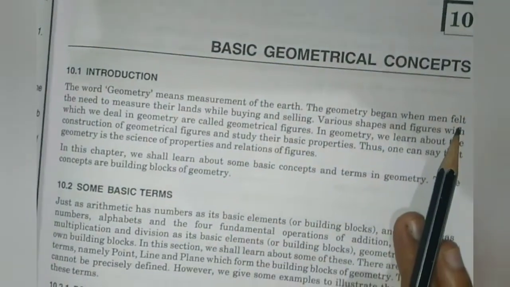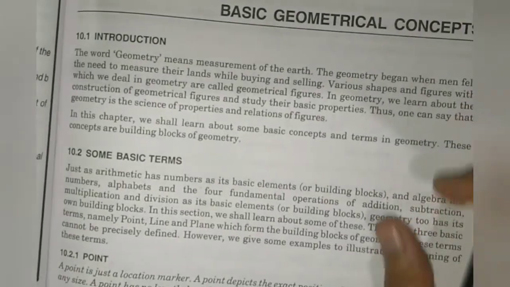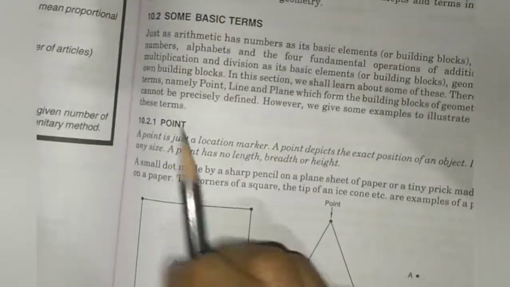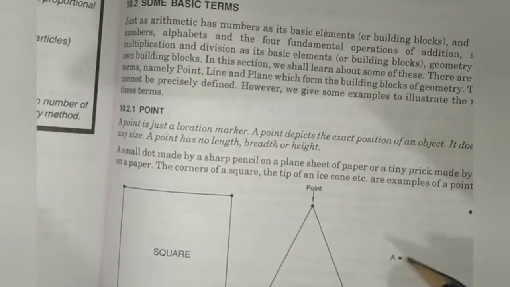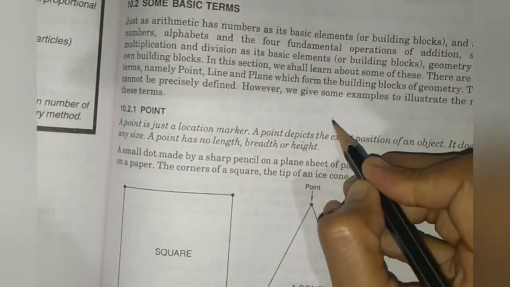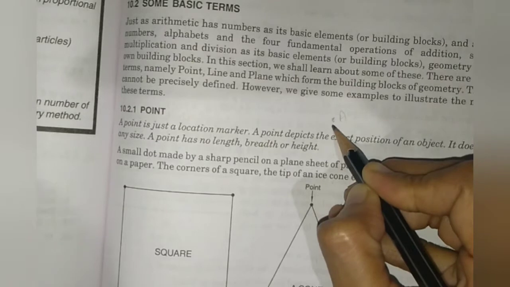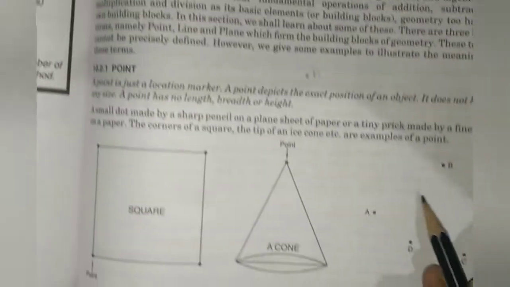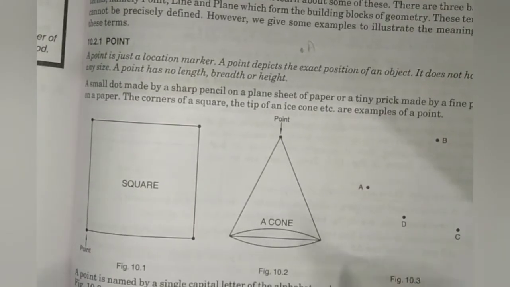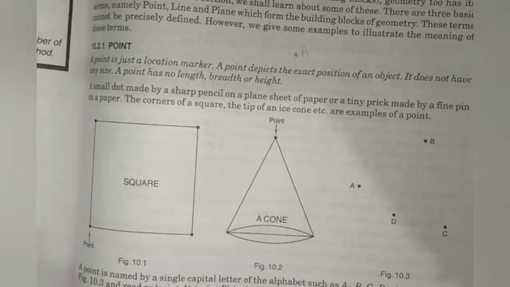From class 6th, Aditya Sharma Mathematics, chapter number 10, Basic Geometrical Concepts. Now here the first basic term we will see is point. Point means if we make a point, it is point A. Here point B is also there. Points C, D, they are called points.